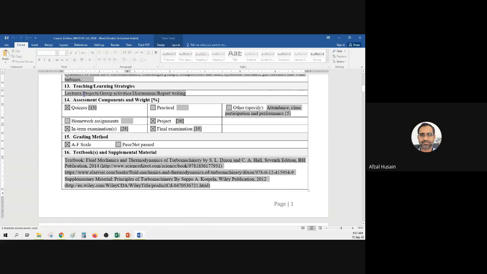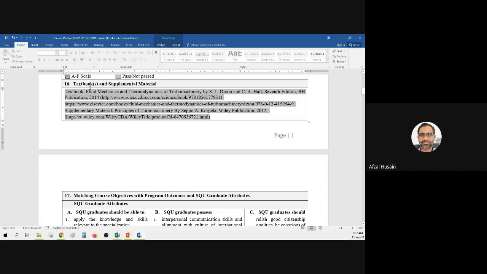and so here we can see that there are 15 marks for the quizzes and 20 marks for projects. So we will have more than one project, and 5 marks for your attendance and performance, 25 marks midterm, and 35 marks final exam. Okay. And then we will have some quizzes in between.